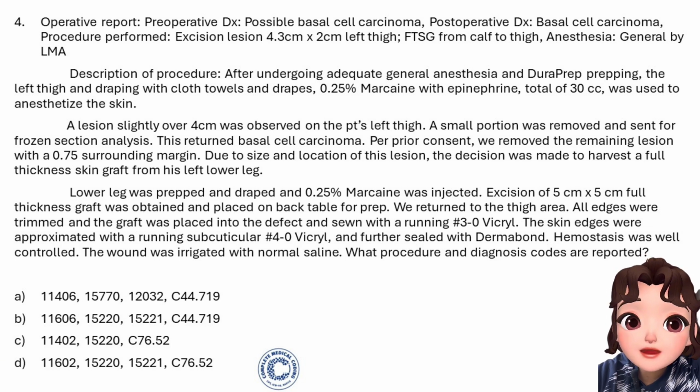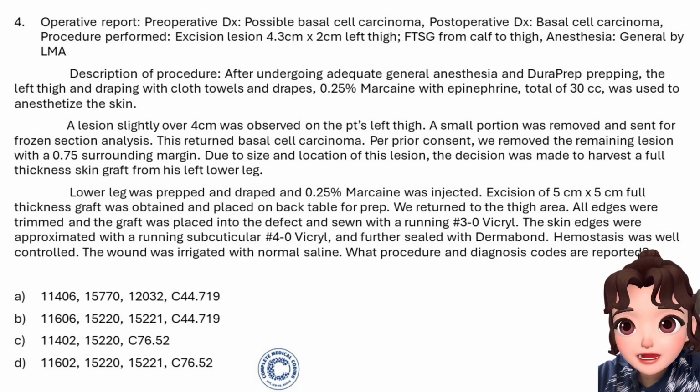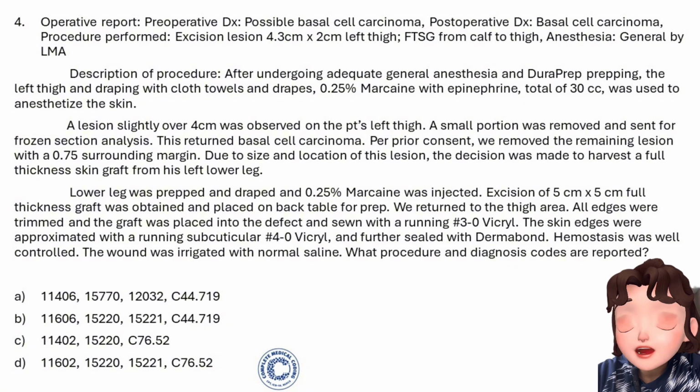Okay. Now what about the procedure? Procedure performed. Excision lesion 4.3 cm by 2 cm left thigh. FTSG from calf to thigh. Anesthesia general by LMA. That is the anesthesia type given. So what is the procedure here? Excision of the left thigh lesion, and the size is also mentioned. So anyway, let's move to the description.